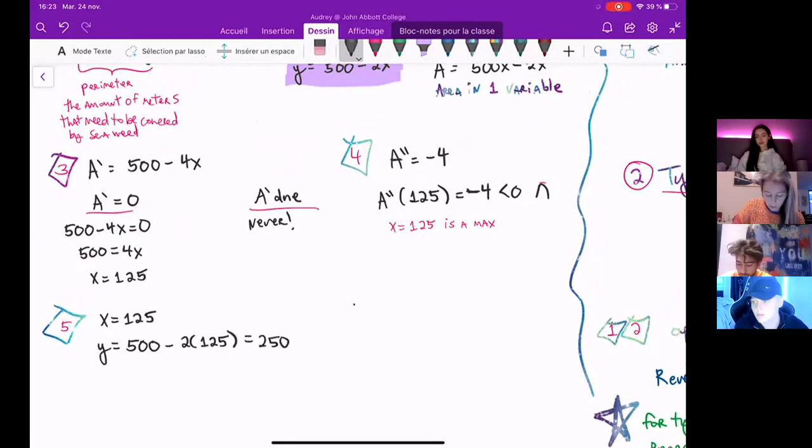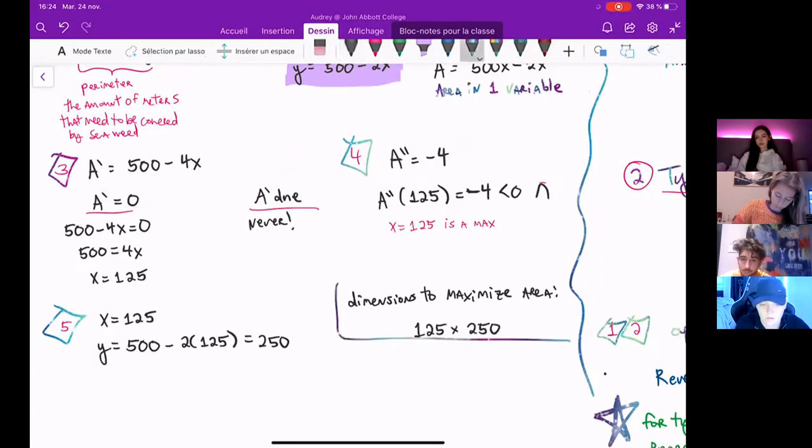So the dimensions to maximize area are 125 by 250.